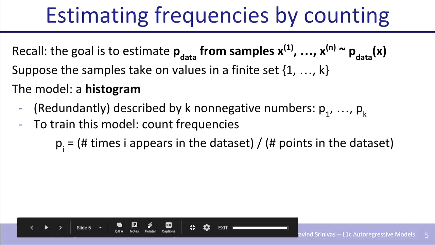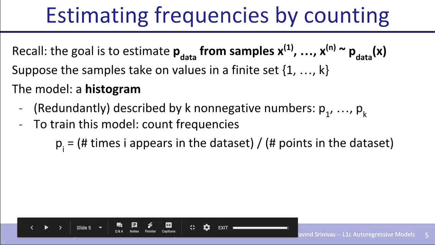So to set the stage for fancy autoregressive models, I'm going to talk about the worst possible generative model that you can ever think of. Recall that the goal of generative modeling is this: there's some data distribution, you have a view into it through a finite set of samples, x1 through xn, and you want to figure out what the data distribution is. Now suppose the samples take on values in a finite set. This is a discrete random variable. So the values are 1 through k.